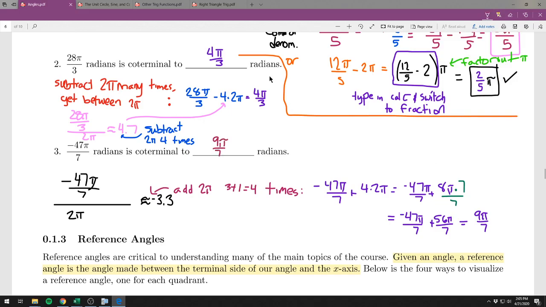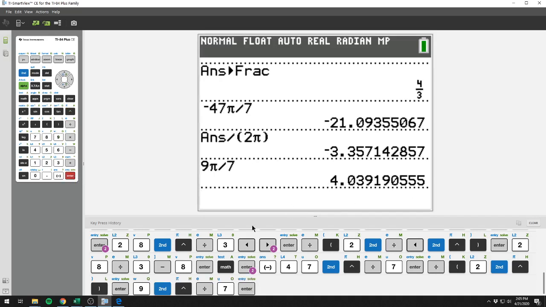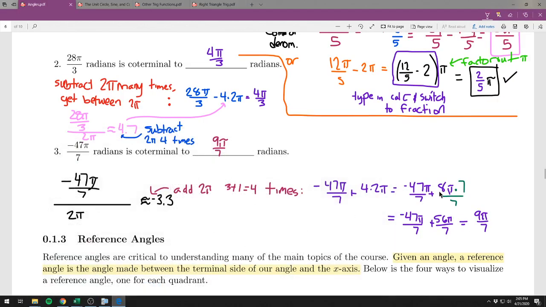And if you want to check your answer is 9 pi over 7 between 0 and 2 pi, you can do that with the decimals. Is it between 0 and 6.28-ish? Yeah. But if you only add it 3 times, it's still going to be negative like we saw before.